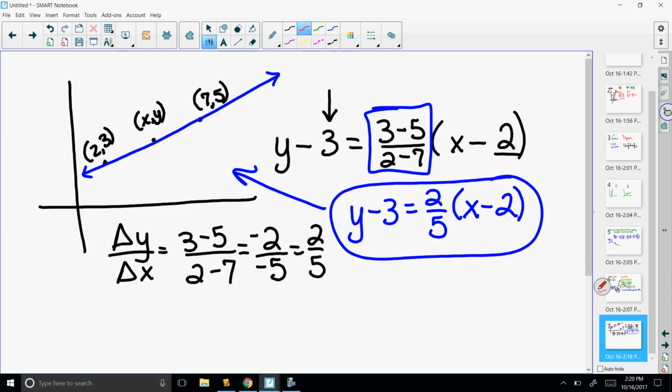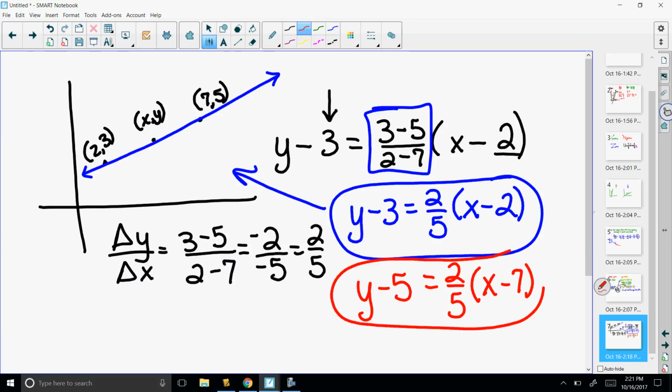Well, sure. What if I pick the other point? Can I pick the other point? Yes, you can. It doesn't say you have to pick the point to the left. It doesn't say you have to pick the point to the right. It doesn't say any particular point. If I pick the other point, it's going to be y minus what? 5 equals, my slope's still going to be 2/5 times x minus what? 7. This is also an acceptable answer for the equation for the line.